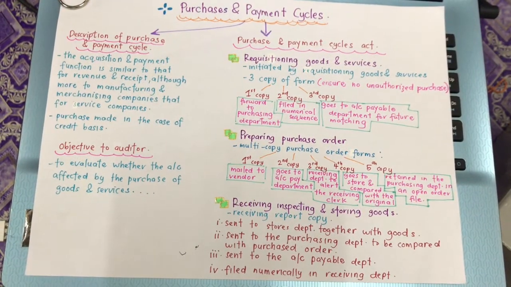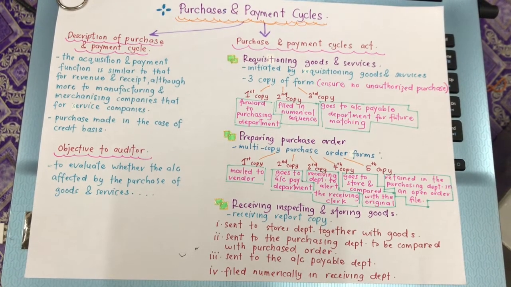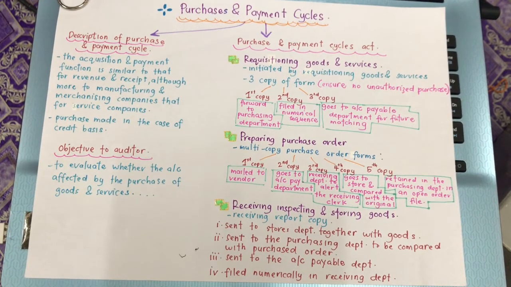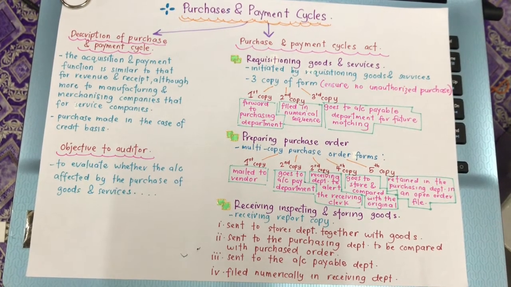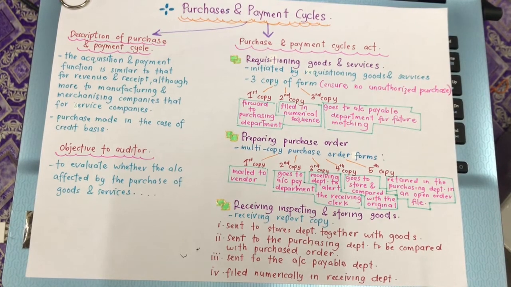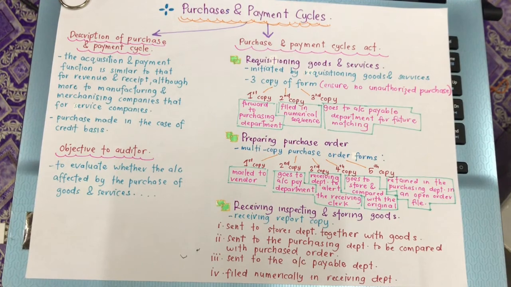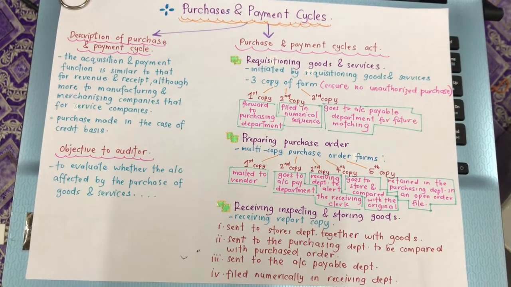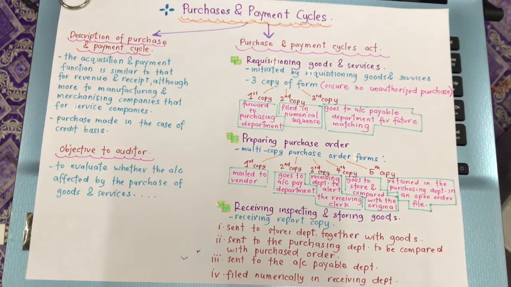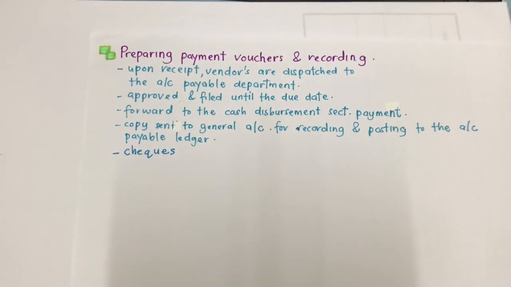The third activity is receiving, inspecting, and storing goods. The receiving clerk will inspect the goods to ensure they are of good quality and consistent with the specification of the order. A receiving report copy is sent to the store department together with the goods, sent to the purchasing department to be compared with the purchase order, and sent to the accounts payable department for matching with the copies of the purchase order, filed numerically in the receiving department. The last activity is preparing payment vouchers and recording.